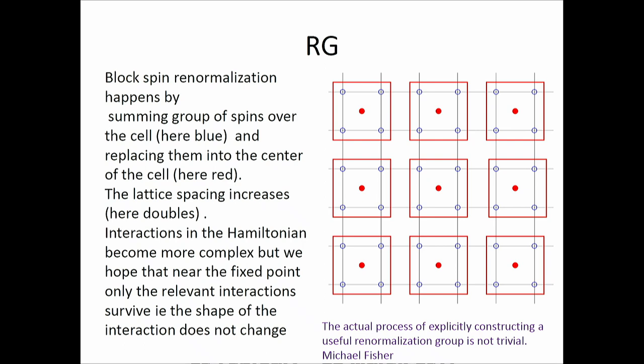This gives me a procedure by which I can implement the renormalization group because I am changing the scale from 1a to 2a, and I can see what happens to my theory as a result of that. What I have to do is look at the interactions in the Hamiltonian and see how they change as a result of this block resummation. The problem is that it's actually very hard to do any of this in practice. And so there is this famous sentence by Michael Fisher, which just says it's difficult.